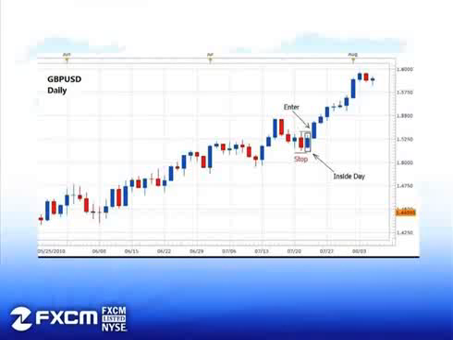Notice, too, that the trend on this daily chart of the pound USD is to the upside. So me, again, being the conservative trader, I would be looking for the breakouts to the upside here simply because that's more in the direction of the trend. If you don't want to be quite that conservative, you can do it exactly the way we said and set entry orders on either side of that candle.